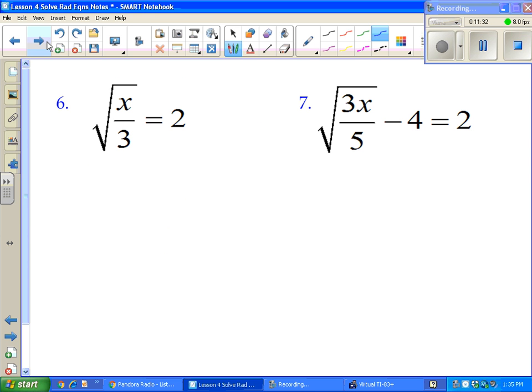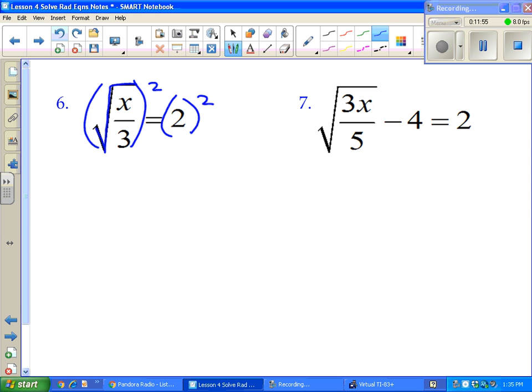It's got a couple more to go. Now we have some fractions. All right, let's just see if we can handle these. All right, now the square root goes over the x over 3, but that's the only thing I have on this side, so I already have the radical by itself. Even though the radical does have a fraction, everything's still under there. So what I need to do is go ahead and square both sides.